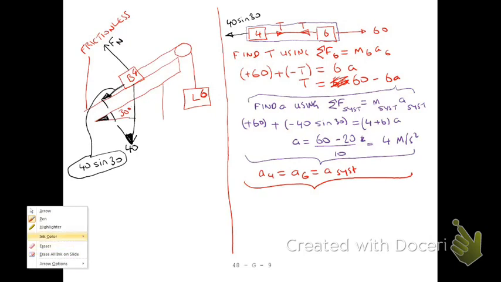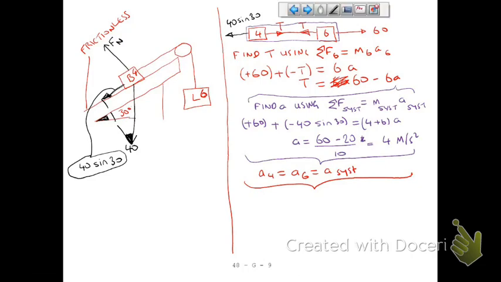And so we get... I'm going to say, well, in that case then T is equal to 60 minus 6 times 4. T is equal to 60 minus 24. T is equal to 36 newtons.